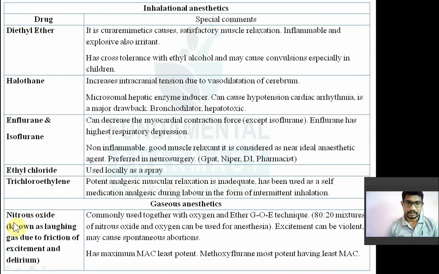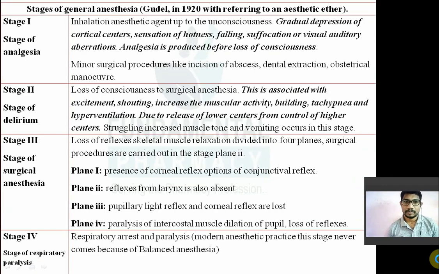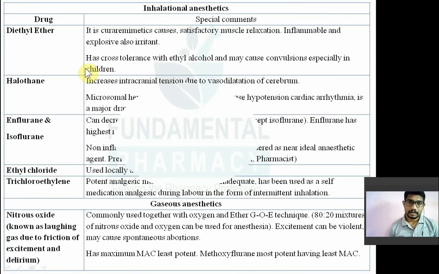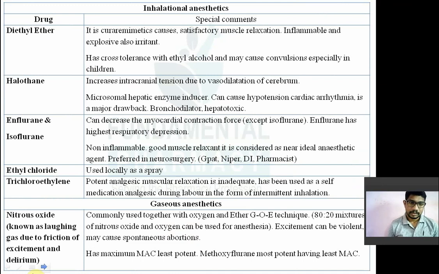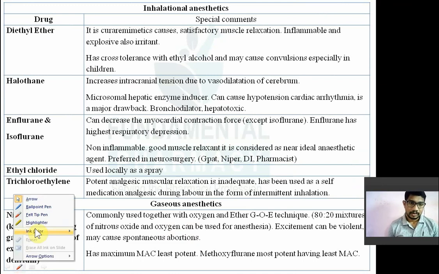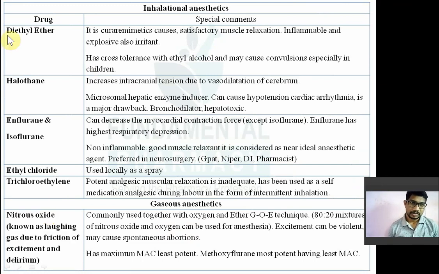Now next one is inhalation anesthetics. Inhalation anesthetic in short, हर एक की property अलग अलग होती है, advantages disadvantages अलग अलग होते हैं, लेकिन मैंने थोड़ा सा यहाँ पे आपके लिए लिखा है। So again, inhalation anesthetics में कितने drugs हैं और उन drugs का क्या effect है। First one is known as diethyl ether. So in short, it is a curare mimetic.